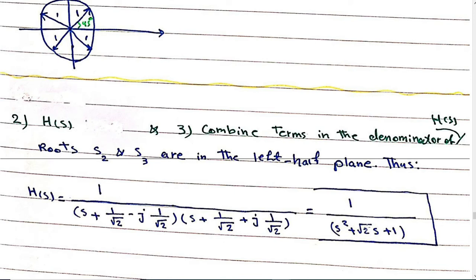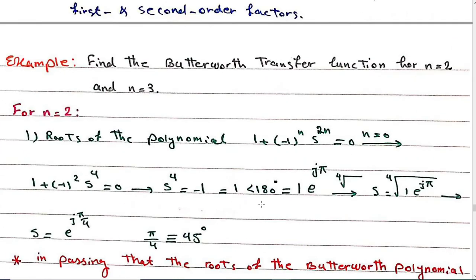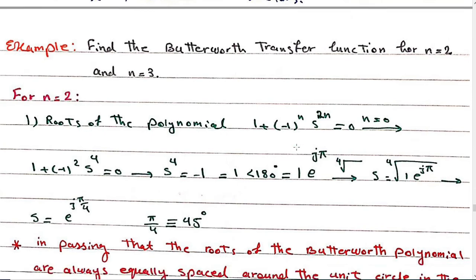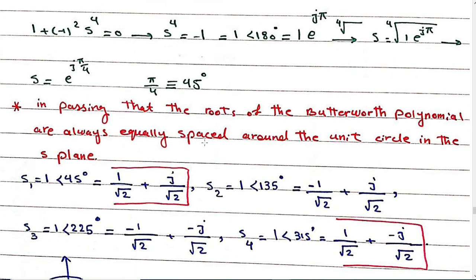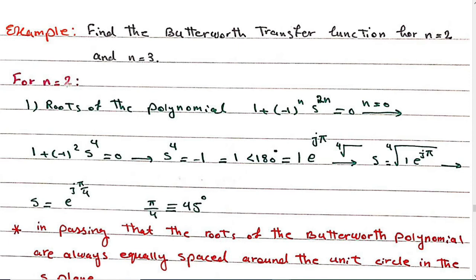To design Butterworth filters, there are 3 steps. The first step is you have this transfer function and you have this polynomial over here. Find the roots for this polynomial. Because we have n equals 2, we'll get this value for s. So it means we have 4 roots.